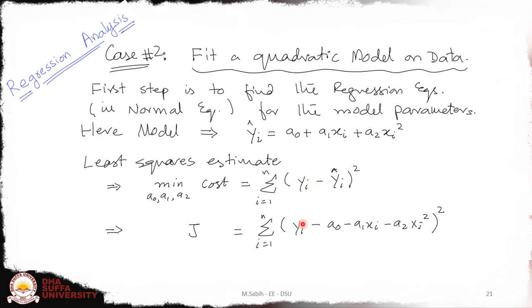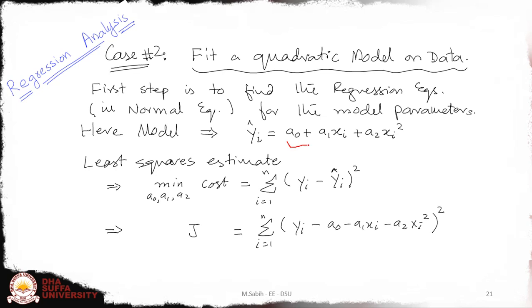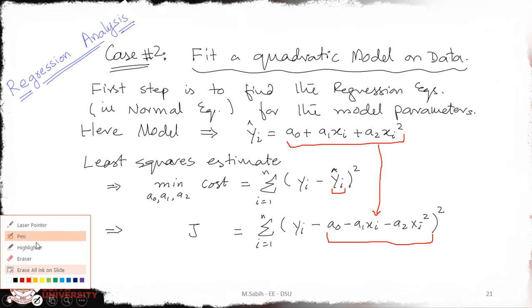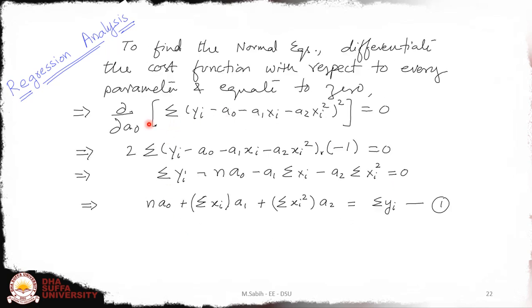So yi is the data point minus the predicted model. Replace this whole predicted model here, we bring it here, and yi hat we place here. So we get this equation of the cost function J, and then the next thing we need to do is differentiate it with respect to every parameter and equate to 0.